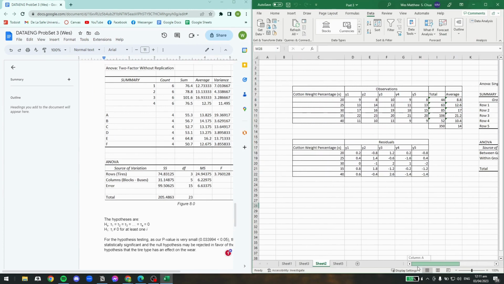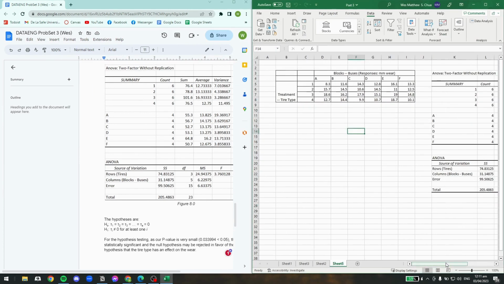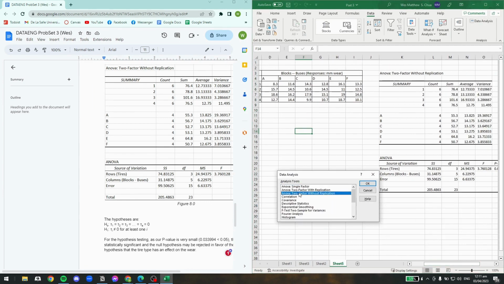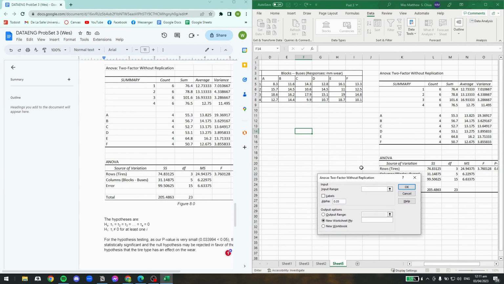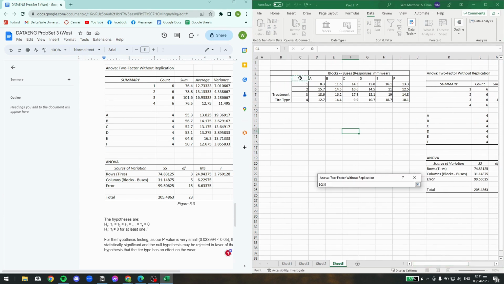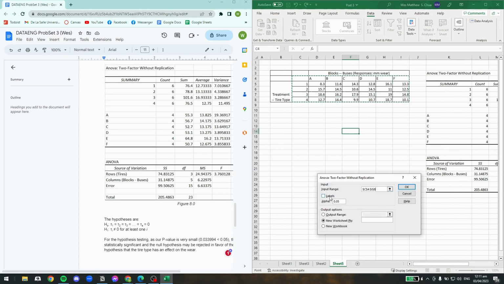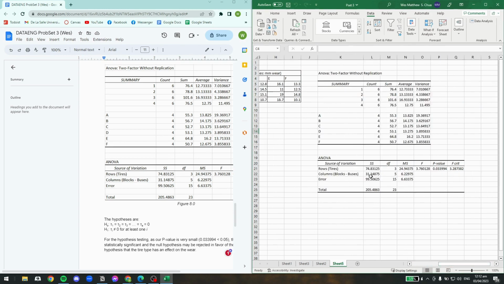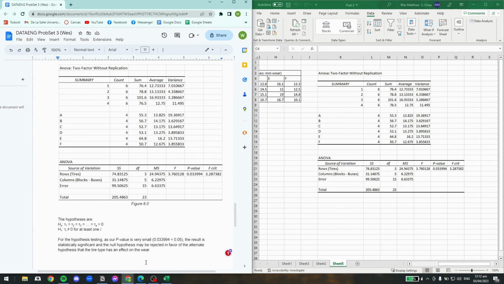So if you go here, just do data analysis, click ANOVA two factor without replication. Then our input range will be these. Then now we can put labels, since we included the labels. And you'll get these values. Then we can move on to our hypothesis testing.